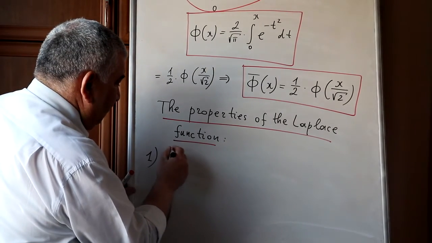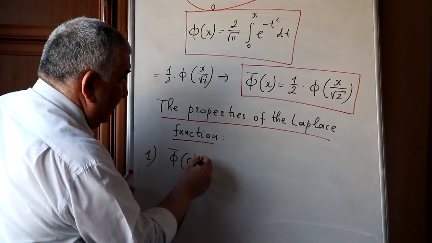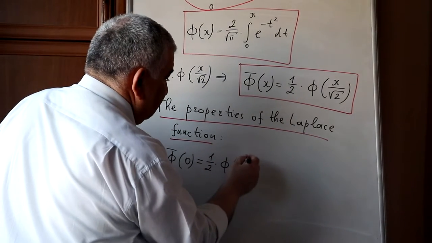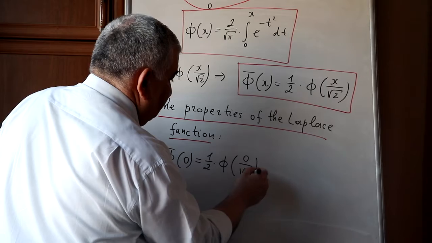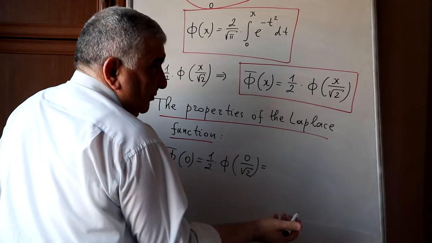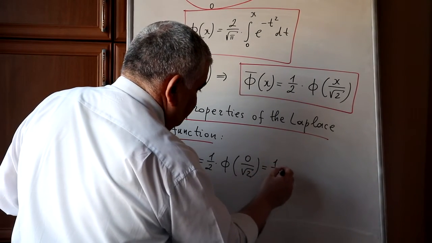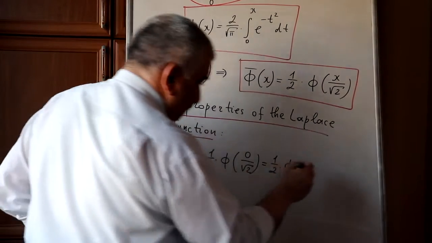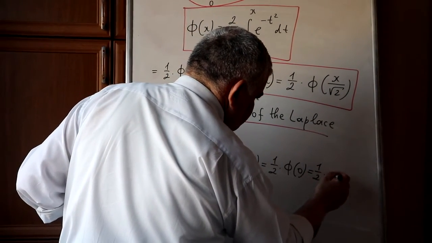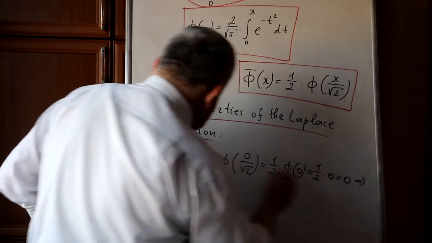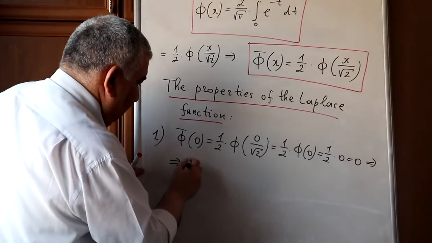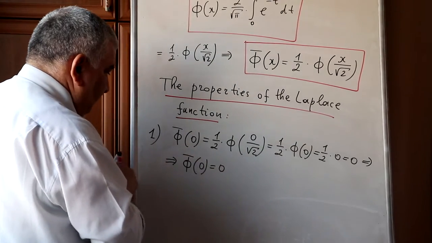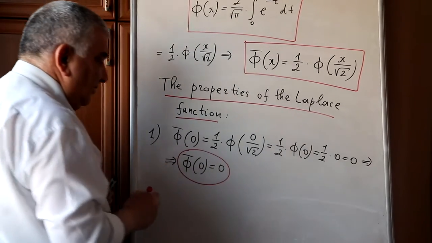Phi bar of 0 is equal to 1 second multiplied by phi of 0 over square root of 2. That is, 0 divided by square root of 2 is 0. 1 second multiplied by phi at 0, but you know that phi at 0 is 0. 1 second multiplied by 0 is 0. That is, phi bar at 0 is 0. It is our first result.